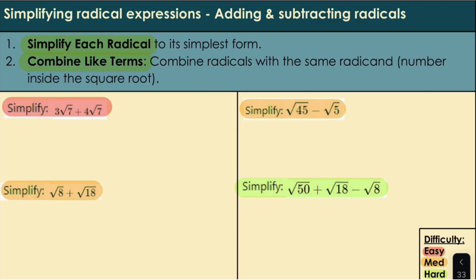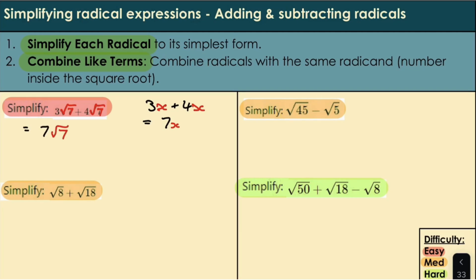Now if we have 3 groups of root 7 plus 4 groups of root 7, this works very similarly to algebra. If I had to say what is 3x plus 4x, we would say, oh, that's easy, 7 groups of x. Now the same rule applies when working with radicals. We have 3 groups of root 7 plus 4 groups of root 7, which is 7 groups of root 7.